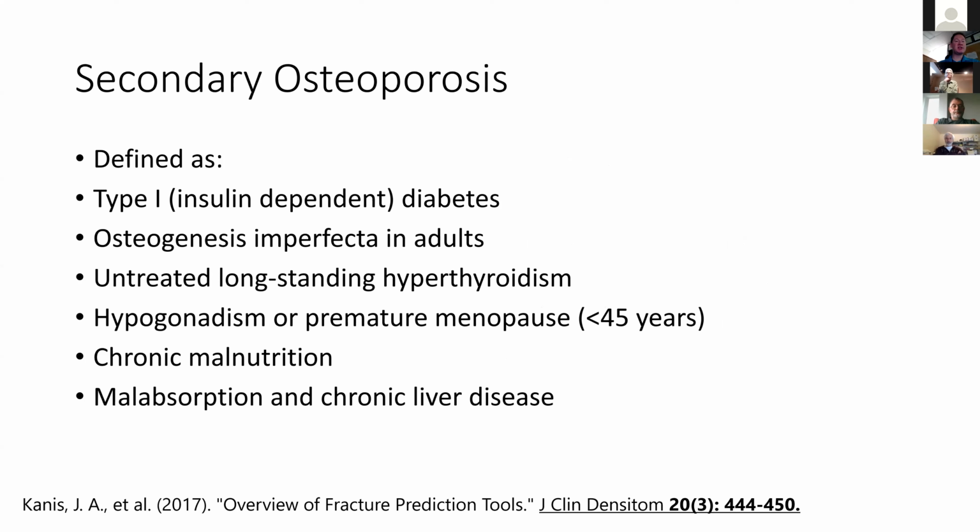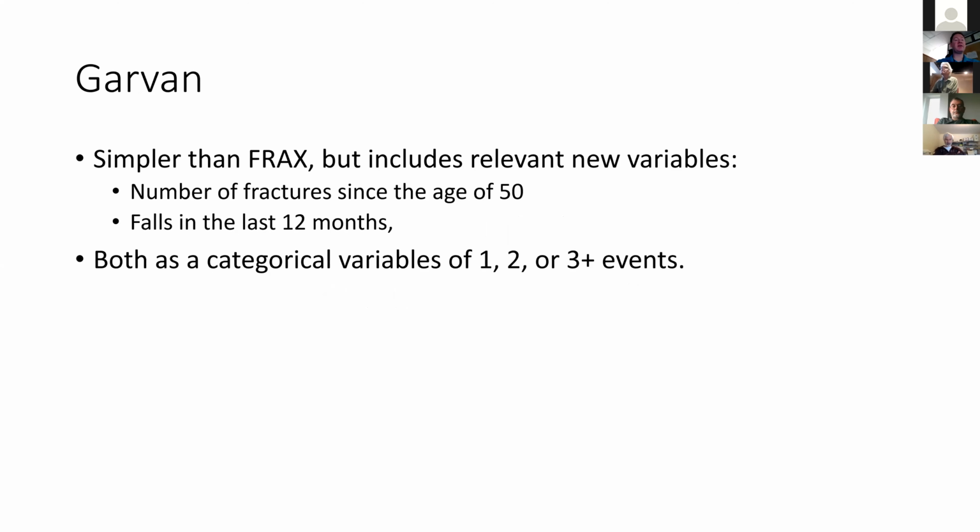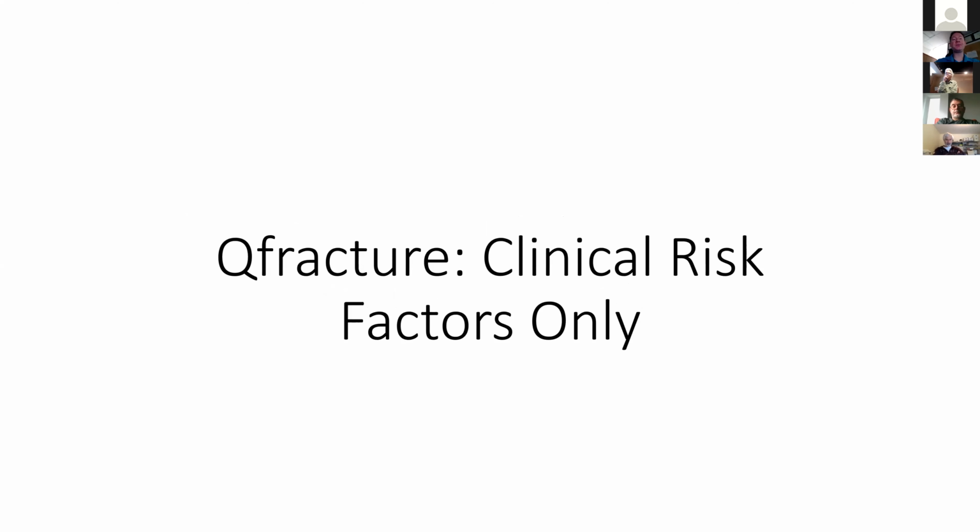Secondary osteoporosis is defined as insulin-dependent diabetes, osteogenesis imperfecta. There's just a variety of secondary osteoporosis conditions that are all lumped together in FRAX to try to create an aggregate risk score in different countries. Garvin also includes other variables such as falls, and they include the number of fractures in the last 12 months. And they're included as categorical variables as 1, 2, or 3 or more events. So there's some signal there as well.